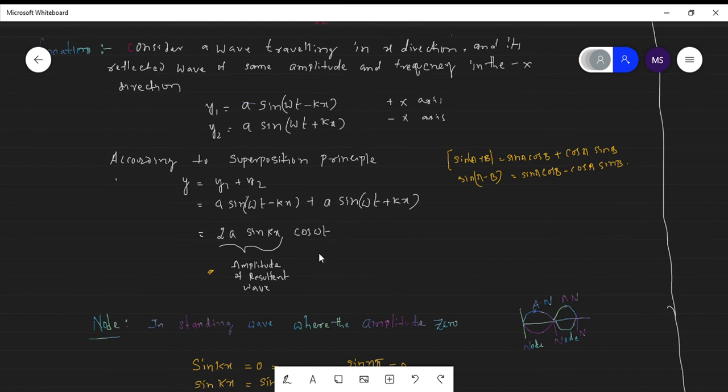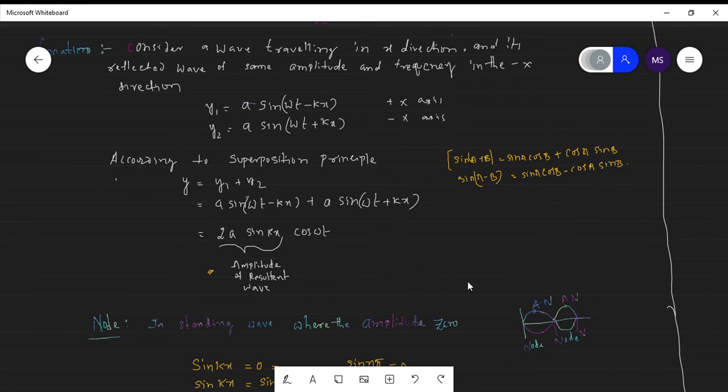Now we can simplify this equation. We can get 2a sin(kx) cos(ωt). So this is the amplitude of the resultant wave, this is the cos(ωt), and this is the wave function.